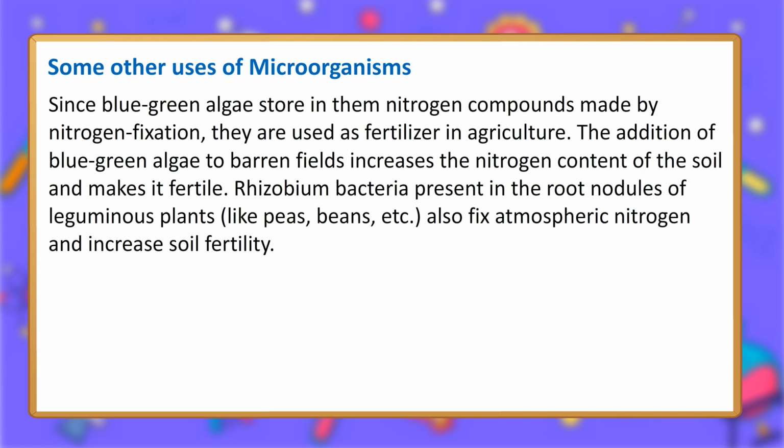Since blue-green algae store in them nitrogen compounds made by nitrogen fixation, they are used as fertilizer in agriculture. The addition of blue-green algae to barren fields increases the nitrogen content of the soil and makes it fertile. Rhizobium bacteria present in the root nodules of leguminous plants, like peas, beans, etc., also fix atmospheric nitrogen and increase soil fertility. Cleaning the environment.